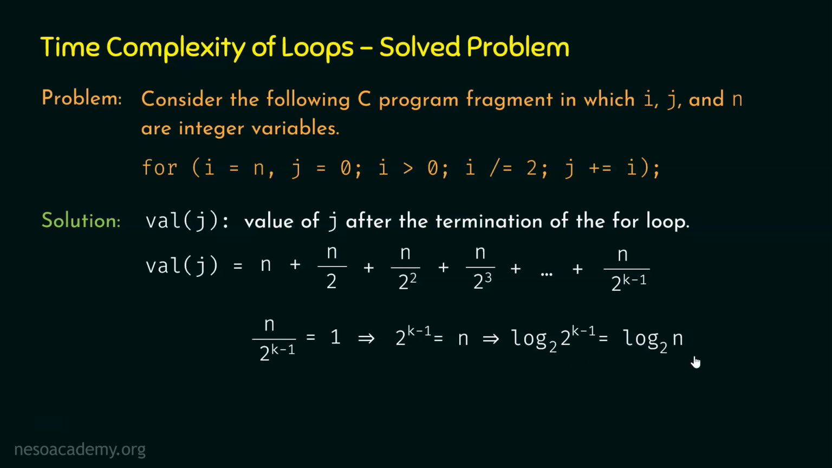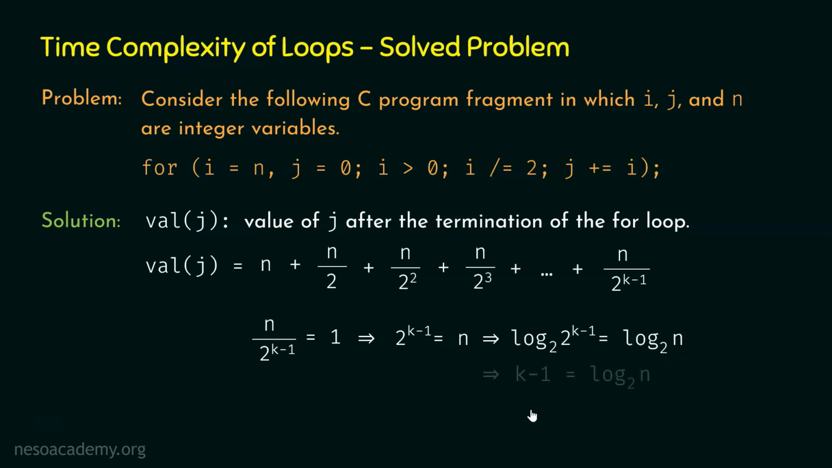Now we can solve this equation. Here we have log of 2^(k-1) base 2. We know the property of logarithm: log a^b base c is equal to b times log a base c. So in the LHS, we will get (k-1) times log 2 base 2. And in the RHS, we have log n base 2.